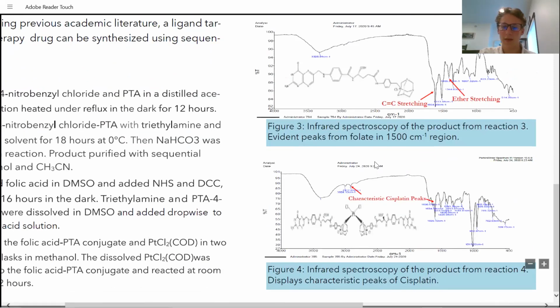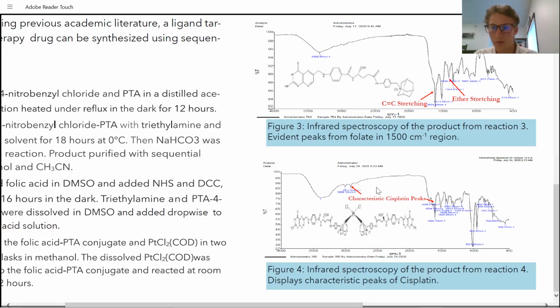And then in the final step, we were linking, so this product down here was supposed to be attached to cisplatin, which is in the middle here. It's that platinum core with 2 chlorines attached. Typically, cisplatin has NH3s right here on the bottom, but instead of that, we're attaching our PTA, kind of as the linker molecule. And this was done with COD, which is cyclooctadiene, attached to the PTA, and that was used because it readily comes off of the platinum molecule.